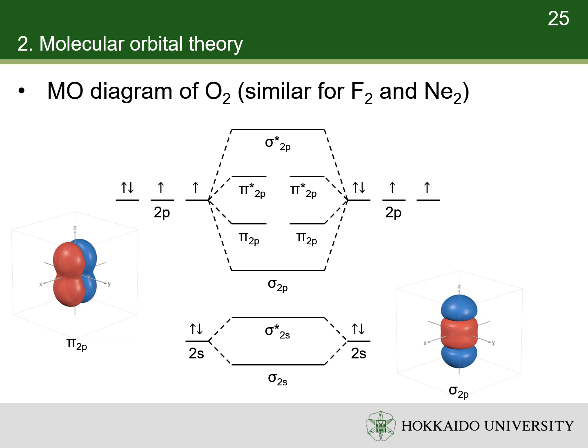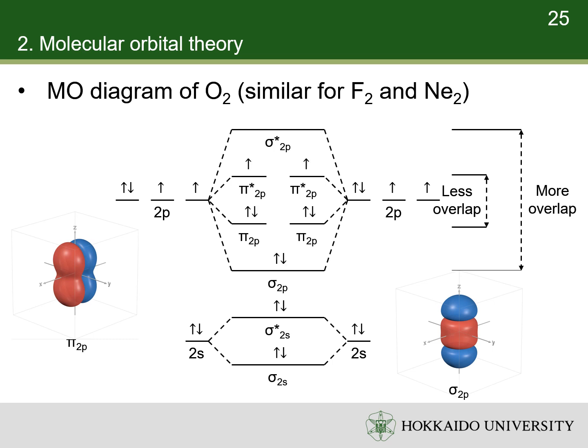Due to larger overlap between 2pz orbitals, the energy difference between bonding and antibonding sigma 2p orbitals is greater than that between bonding and antibonding pi 2p orbitals. Pay attention to the fact that the antibonding pi 2p orbitals are each occupied singly with electrons of parallel spin due to Hund's rule.